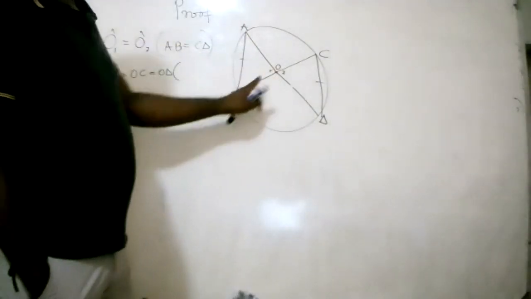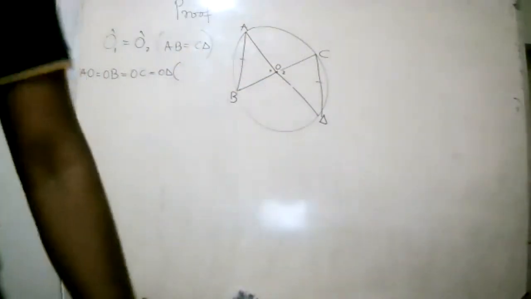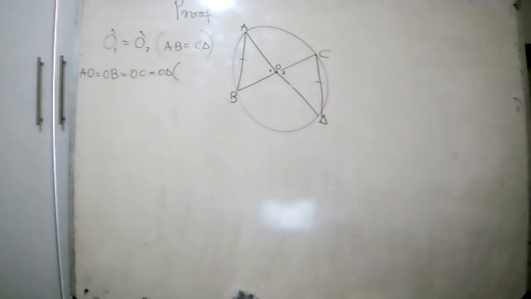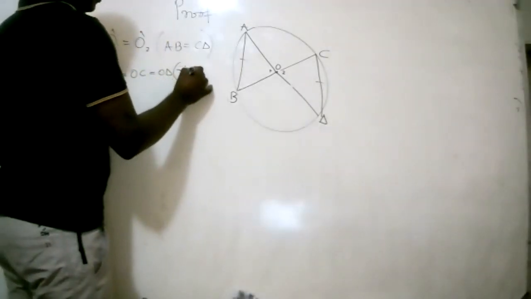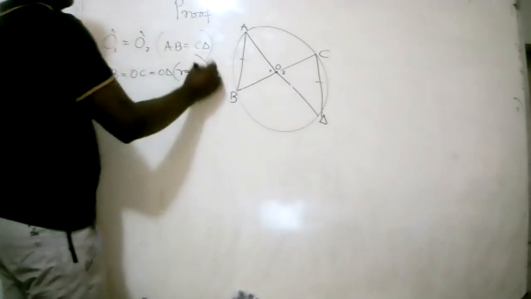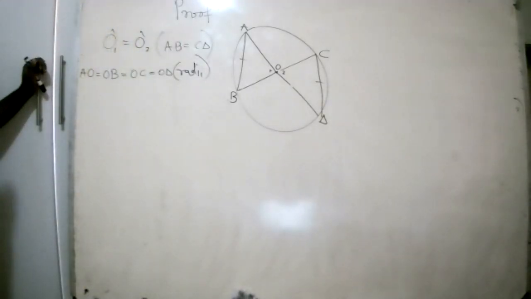AO is equal to OB is equal to OC is equal to OD. Why are those four sides equal? They are the radiuses of the same circle. Very true. So these are the radiuses of the same circle. That's right.